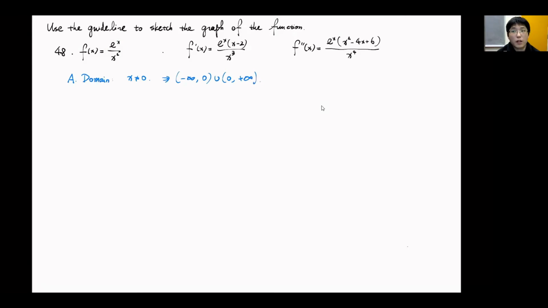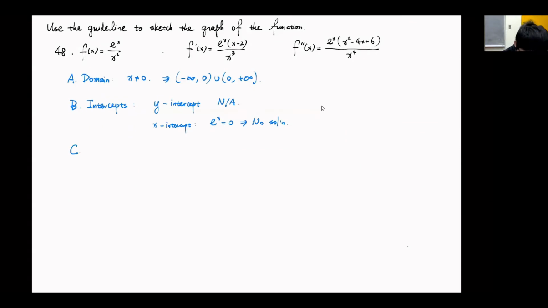The next thing is the intercepts. For the y-intercept, this requires me to take the value of f of 0, but 0 is outside the domain, so this does not apply here. For the x-intercept, this basically means I need to solve the equation e to the x equals 0, but there is no solution. So this means the function does not really cross the x-axis. Okay, what should we do next?